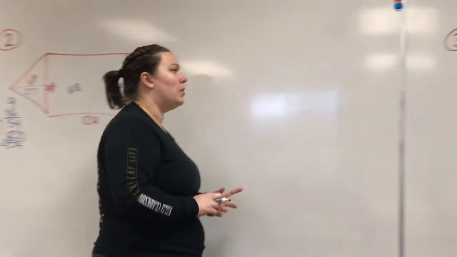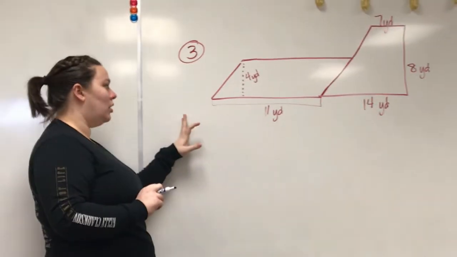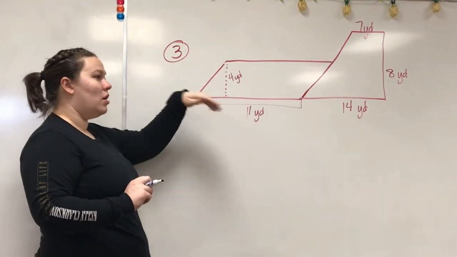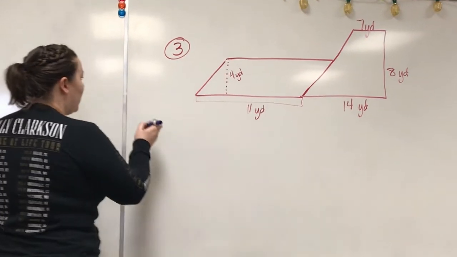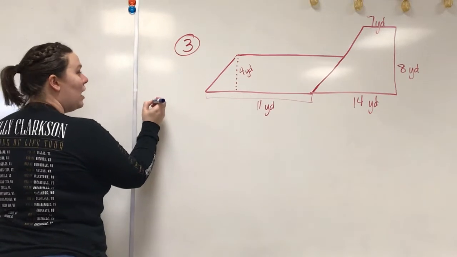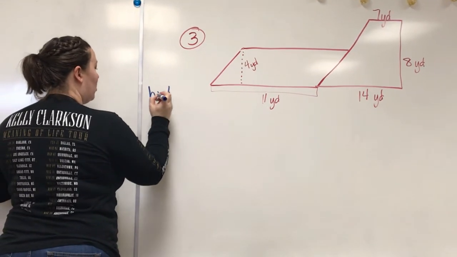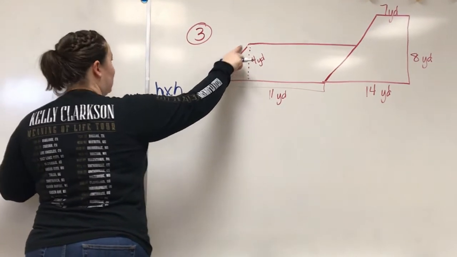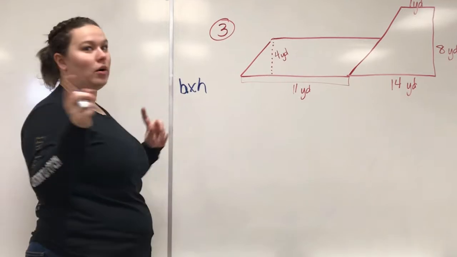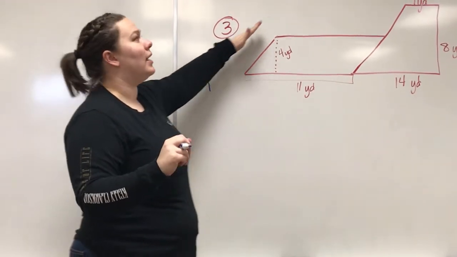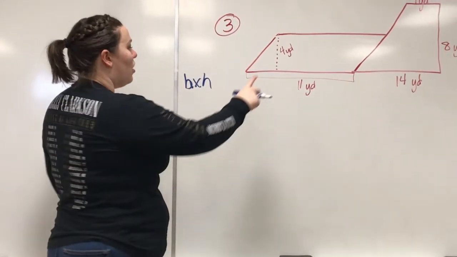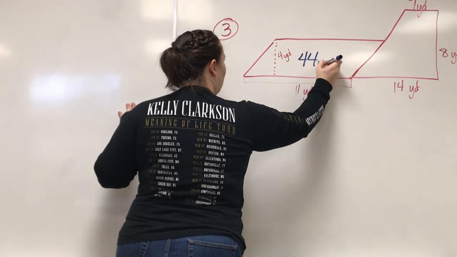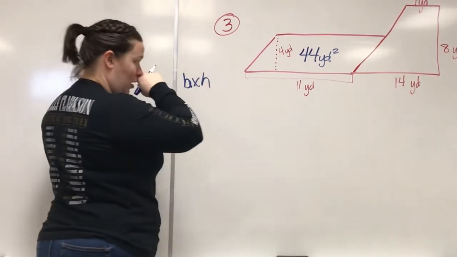Moving on to problem number 3 in your book. Parallelogram, remember it's just a rectangle on an angle. And to find the area of that, you take your base times your height, not the diagonal. Remember, we don't like the diagonal measurements at all. So the base times the height of this is 44 yards squared. Okay?